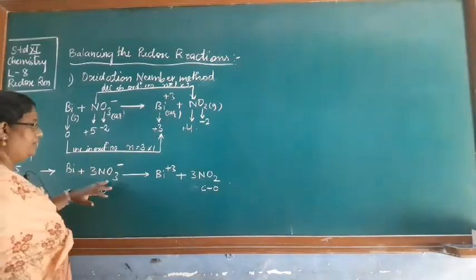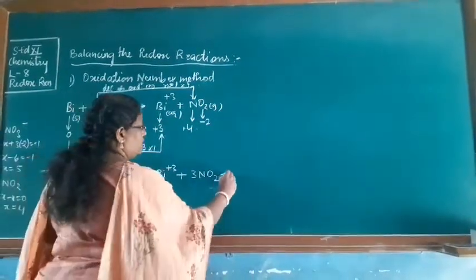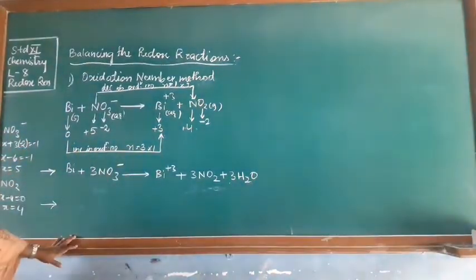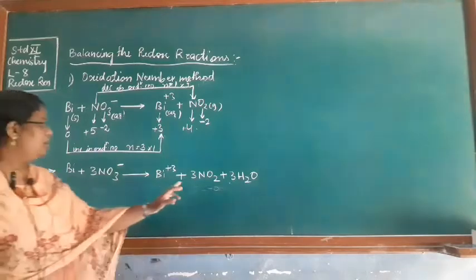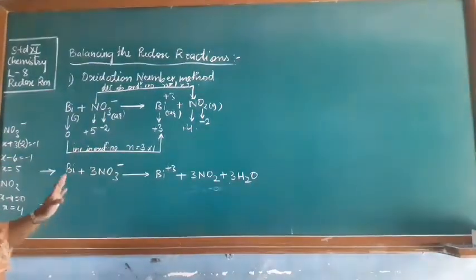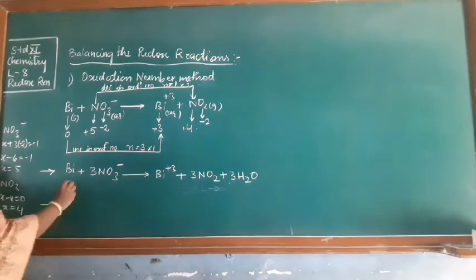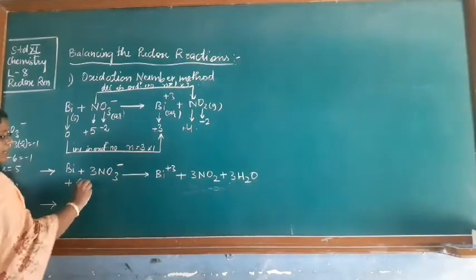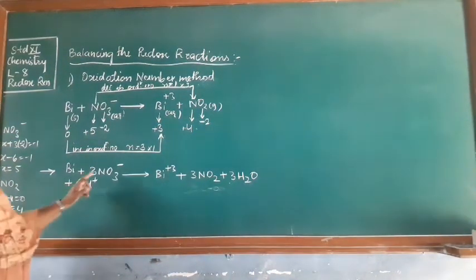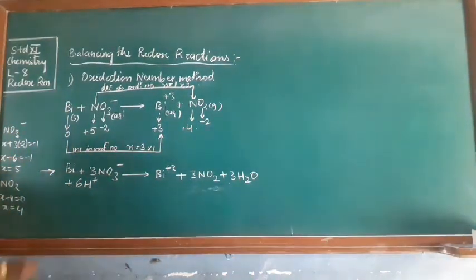So what should I do? I have to add 3 oxygens on the right hand side. So I will add plus 3H2O. So 3 oxygen added. Here 6 is already there, so 6 plus 3, 9 oxygen. But when I do that, I have 6 hydrogens added on the right hand side. On the left hand side there are no hydrogen ions, so I will add 6 H plus ions on the left hand side. Now hydrogen and oxygen atoms are balanced.